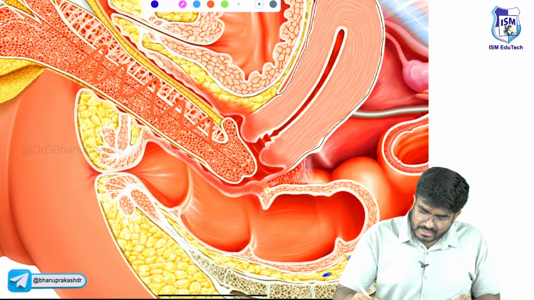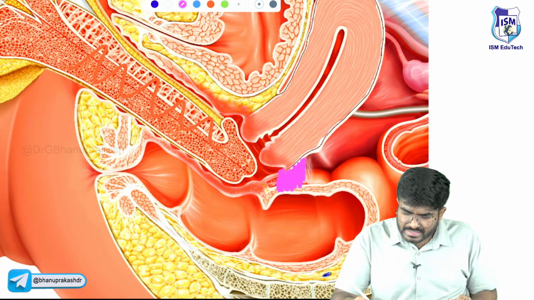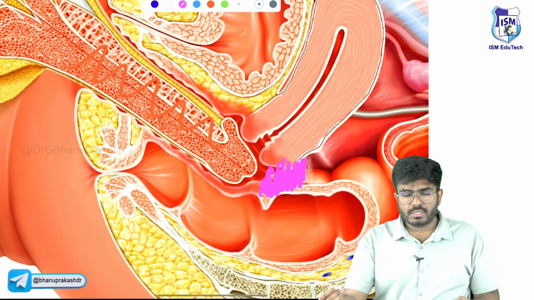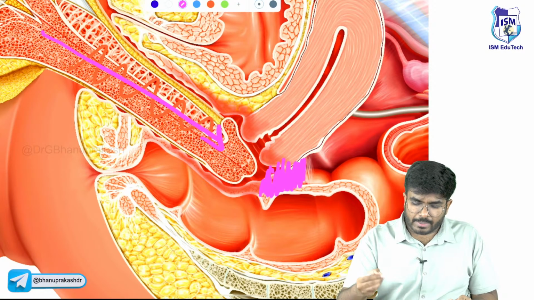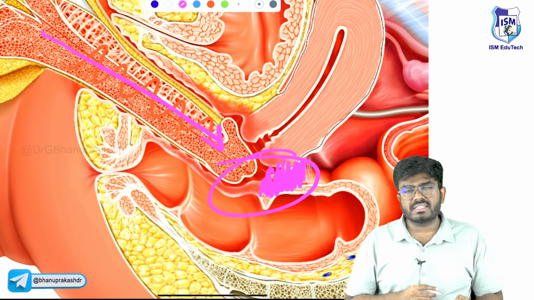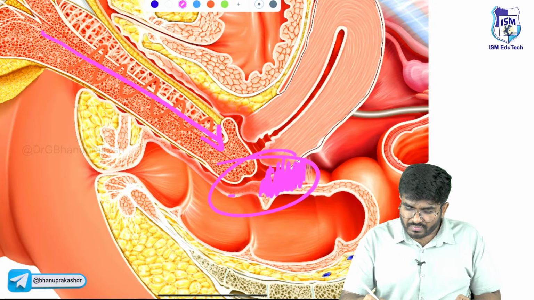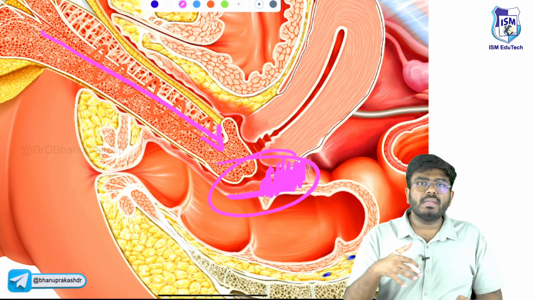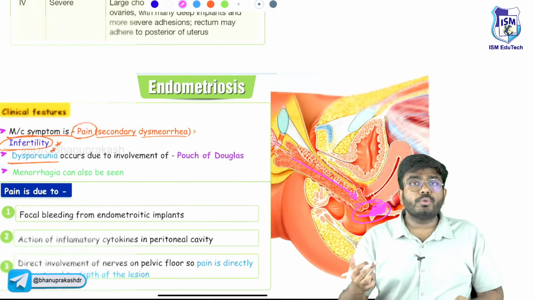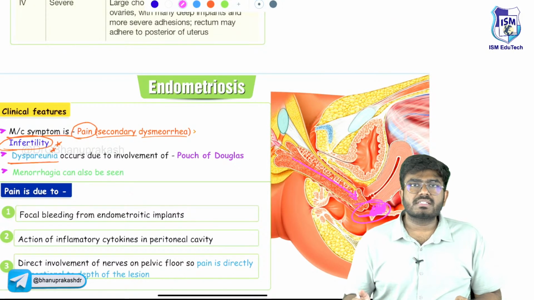Okay, the pouch of Douglas is involved in the endometriosis and that is getting inflamed. So all this area is actually inflamed area, which is so much painful. Whenever the coitus, the intercourse, is happening, this area, the posterior wall of the vagina, is getting involved. The posterior wall of the vagina is actually forming the wall for the pouch of Douglas. So during intercourse, there is a chance that she can have the pain.